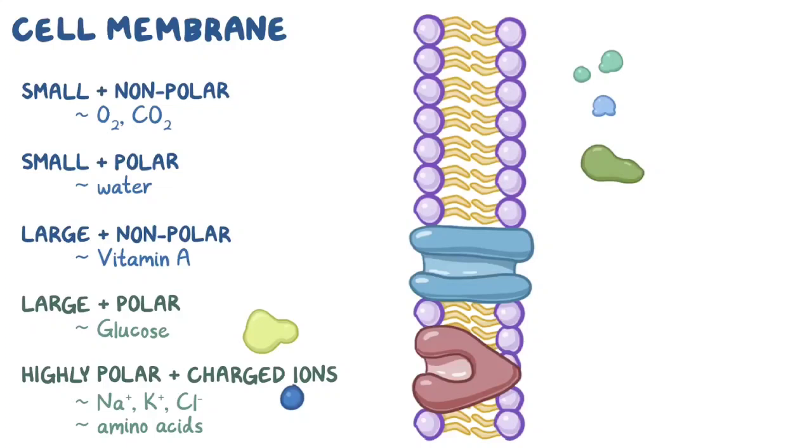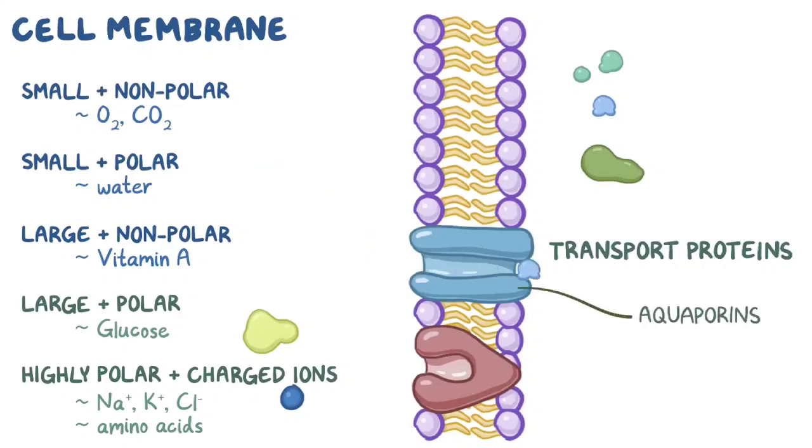So, many of these molecules, some common ones being water, glucose, and ions, pass through the membrane using transport proteins. Examples of transport proteins include channels like aquaporins, which is a water channel, and chloride channels, which let chloride ions cross membranes, as well as carriers such as the glucose transporter.